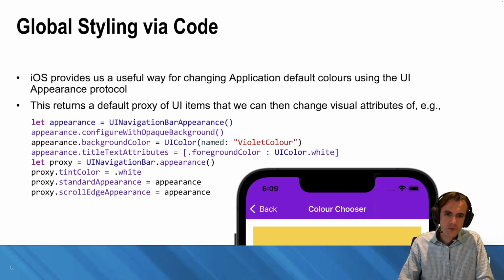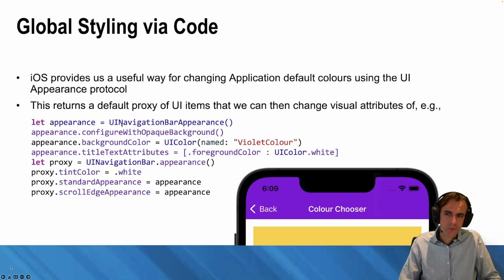It's also possible to do global styling of certain elements, for example, the navigation bar. Now we can do this via what are called proxy items, where we ask the navigation bar for its appearance proxy, and that's applied to instances of the navigation bar. Now, this is where you can do this kind of customization, but it can actually be a lot of work to support it.